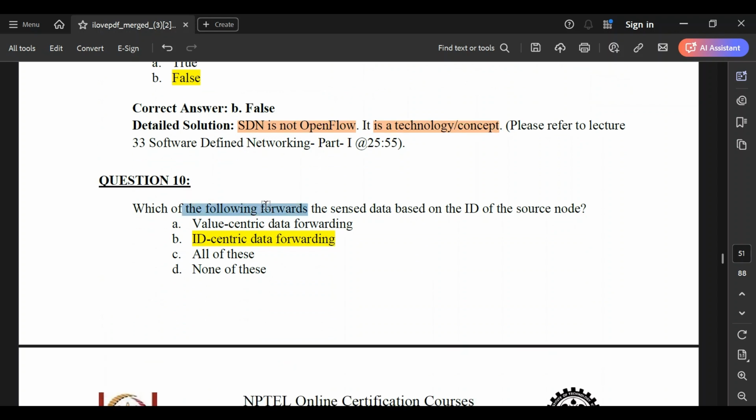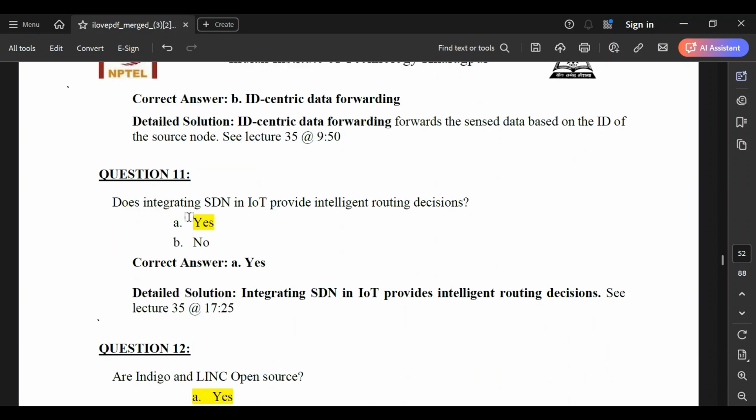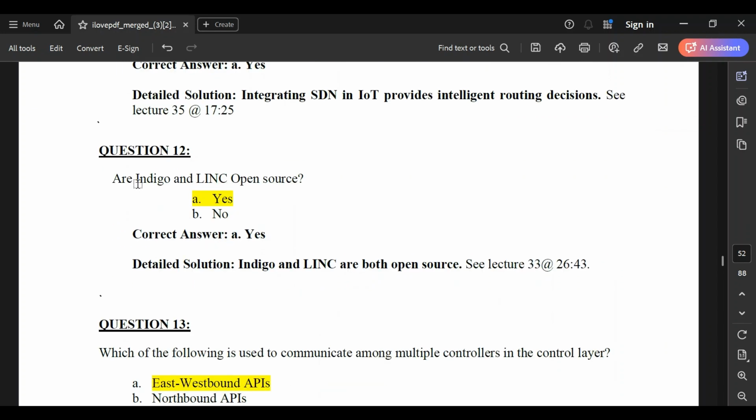Which of the following forwards the sensed data based on the ID of the source node? So ID centric data forwarding is there. Does integrating SDN in IoT provide intelligent routing decisions? Yes. Are Indigo and Link open source? So yes, they are open source.